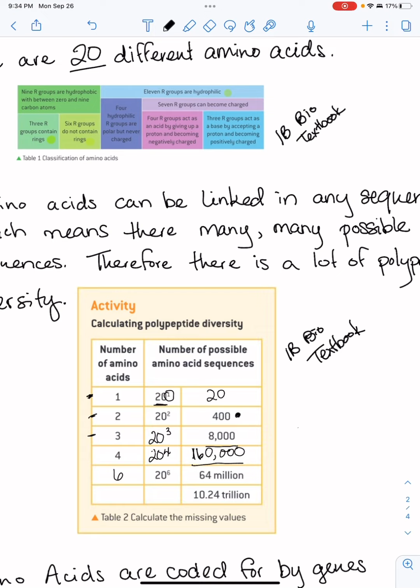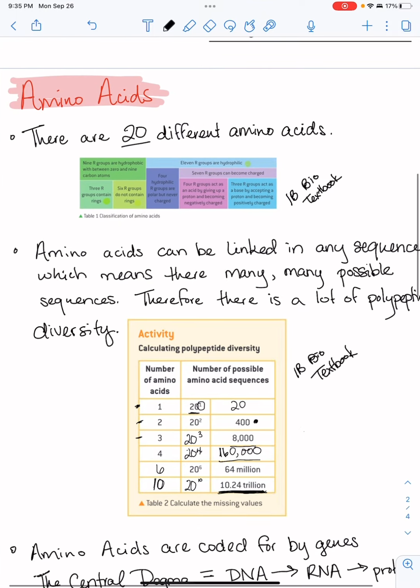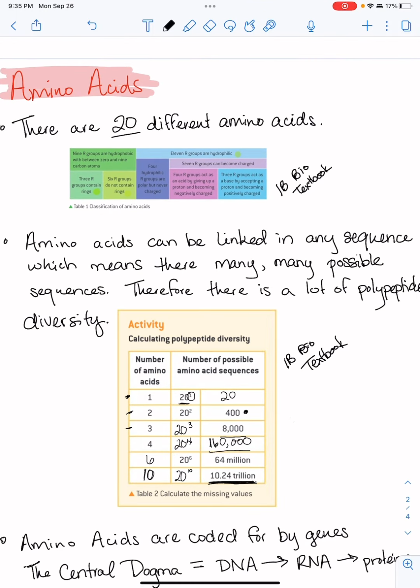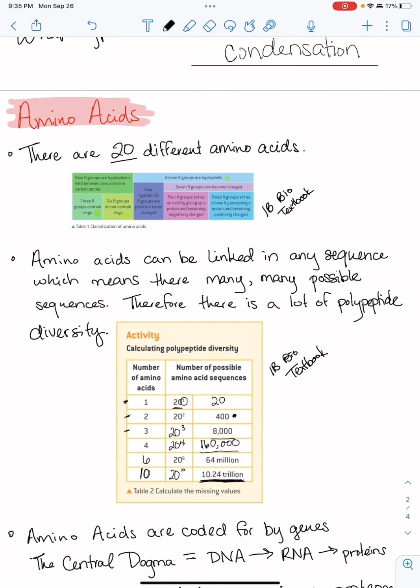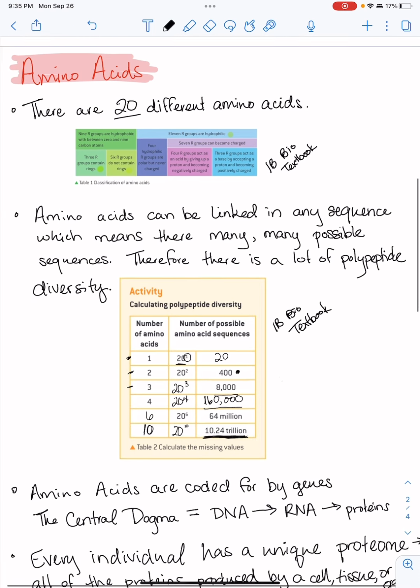This one is easy. If it's 20 to the 6th, that means there's 6 different amino acids. And I already did the math for this. If there were 10 amino acids, that'd be 20 to the power of 10, which means, again, we're only talking about 10 amino acids. There are 10.24 trillion different unique possibilities in terms of the order of the amino acids and what amino acids are included. So even though there's only 20 different amino acids, there are many, many, many different possible sequences. So that's what makes proteins so diverse, okay?